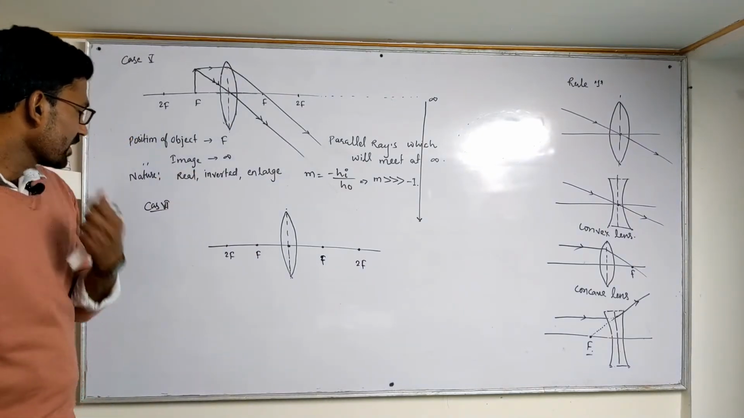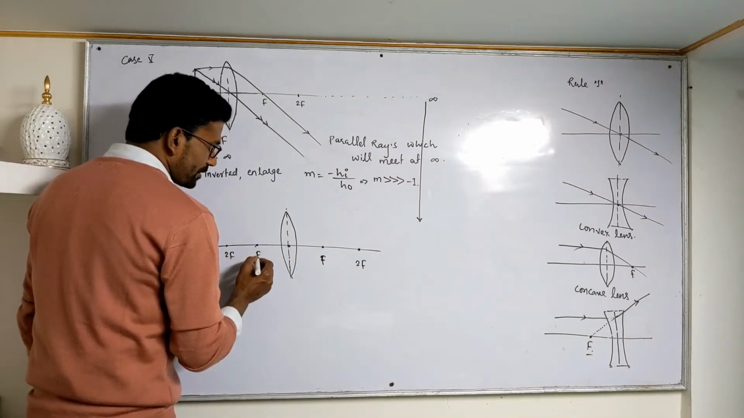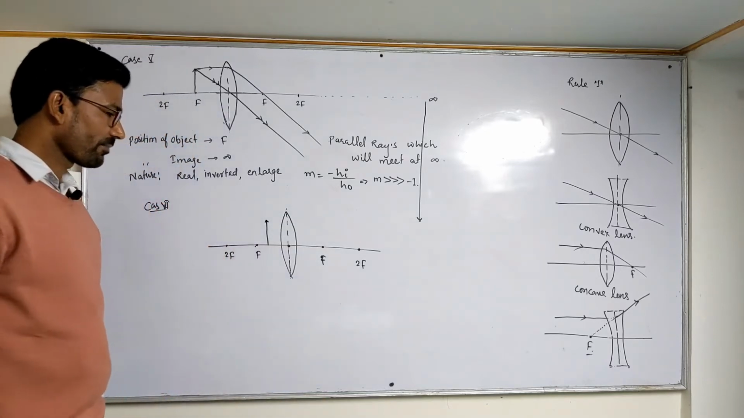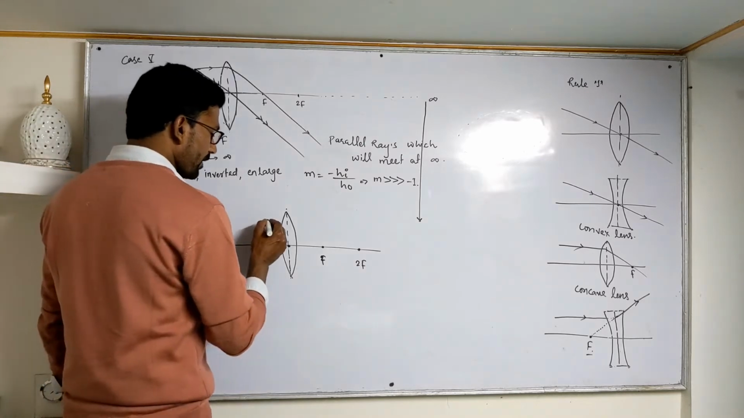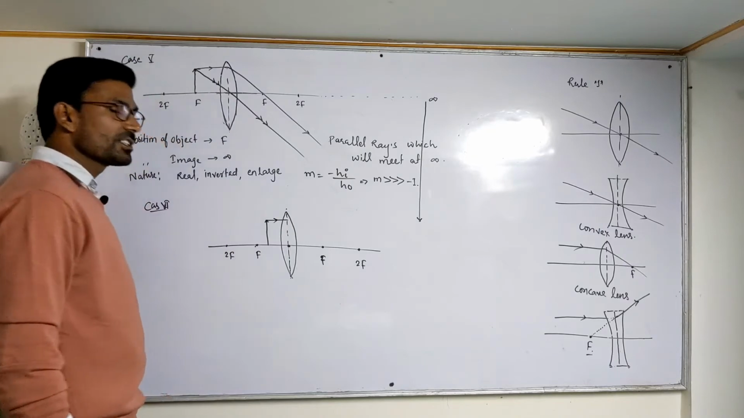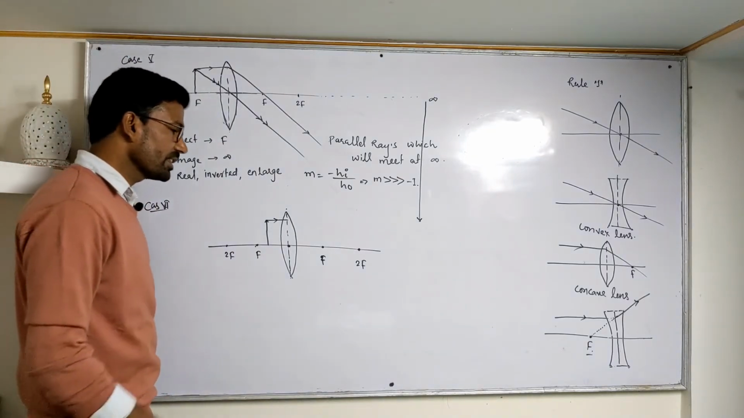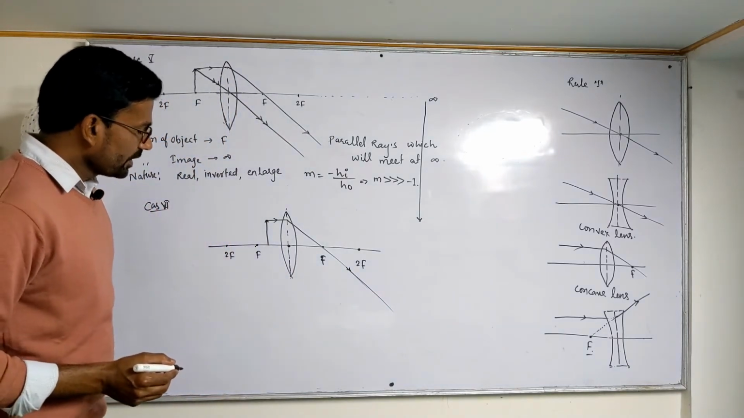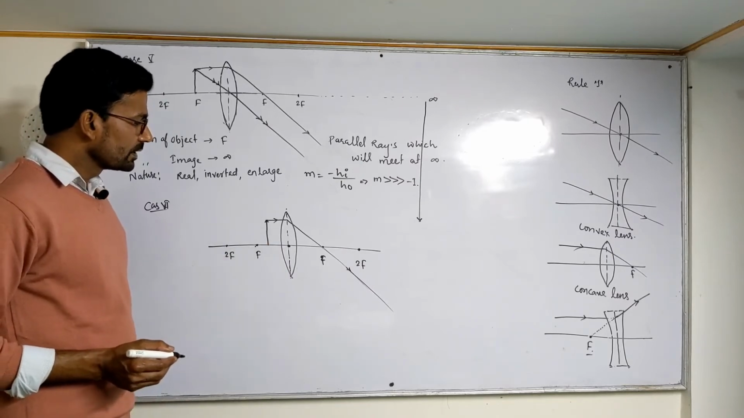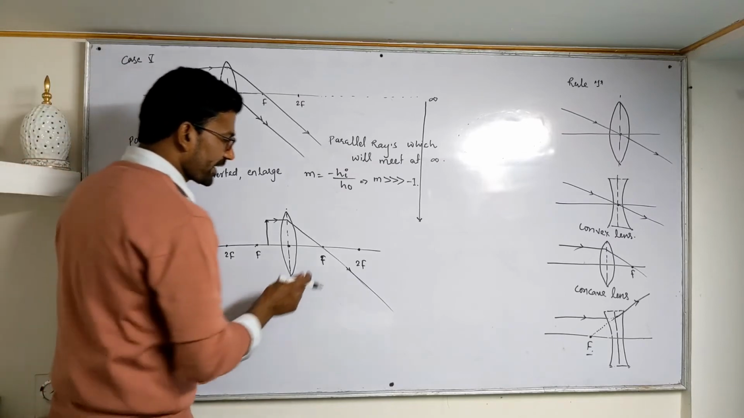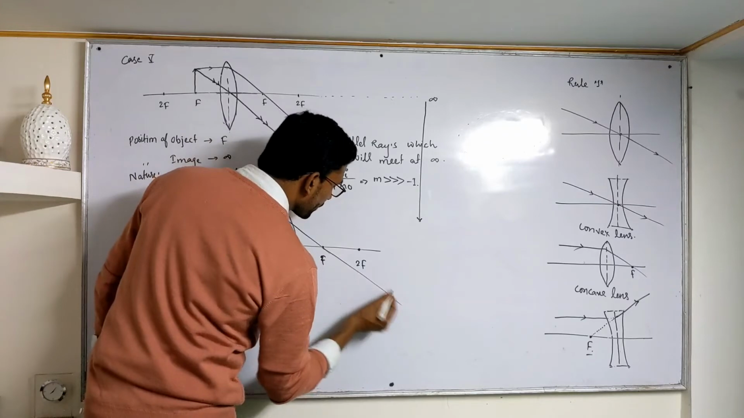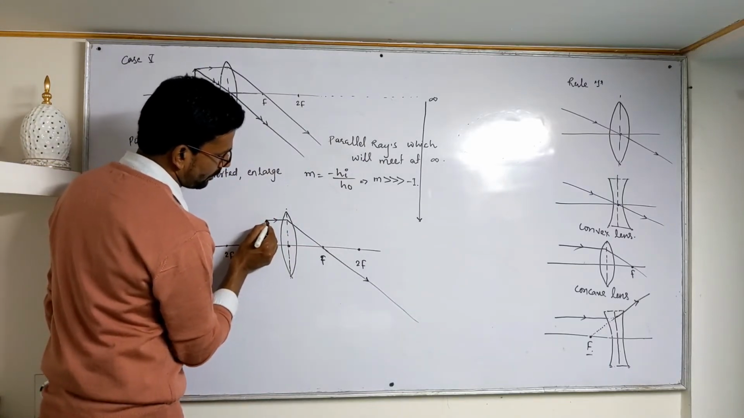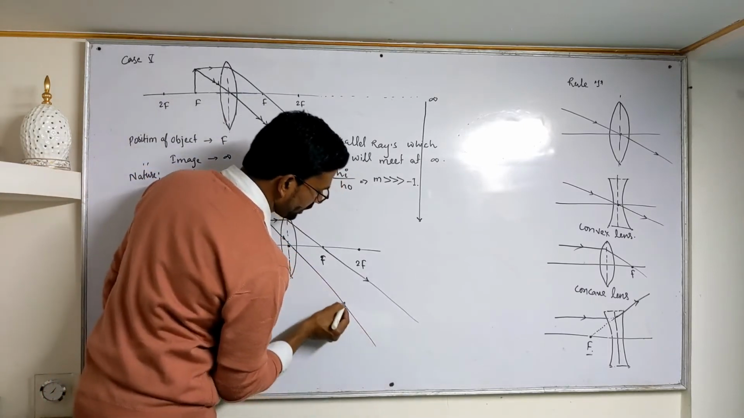Now let the position of the object be somewhere in between the first focus and the optical center, this way. Again take the same type of ray. One ray is incident parallel to the principal axis and very close to the principal axis. After refraction, obviously, it goes through the focus in this manner. Again take another ray going through the optical center, and after refraction it goes undeviated.